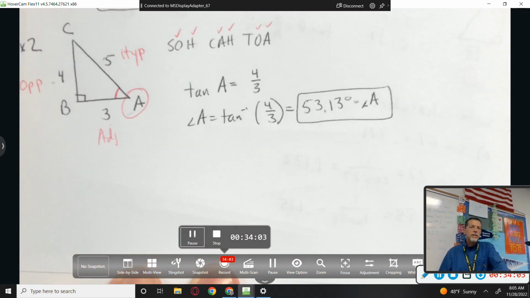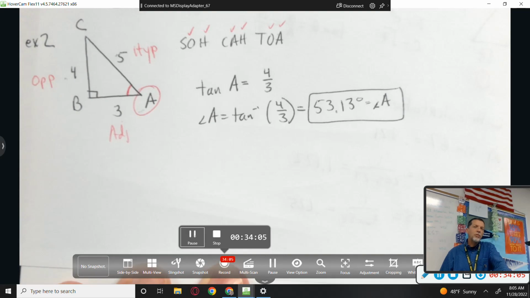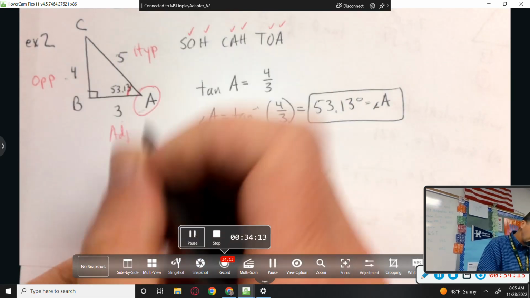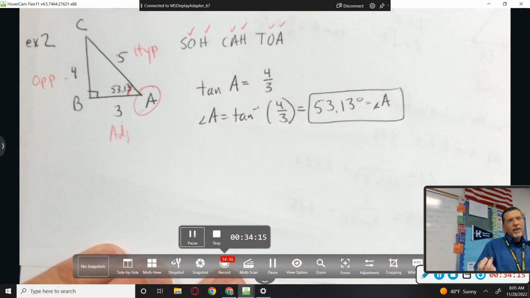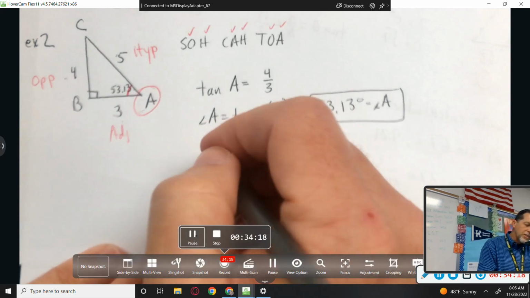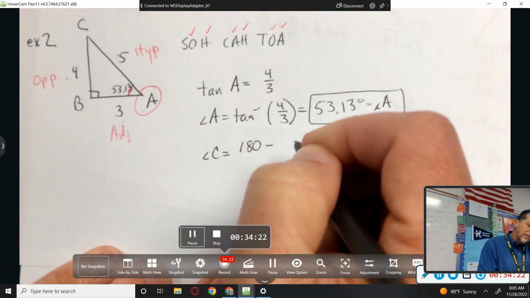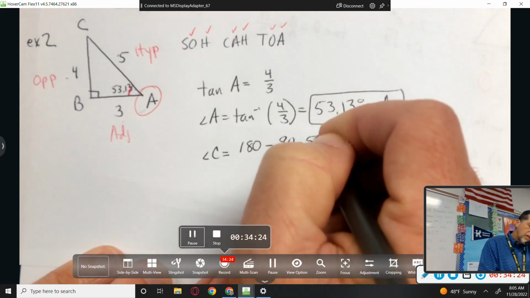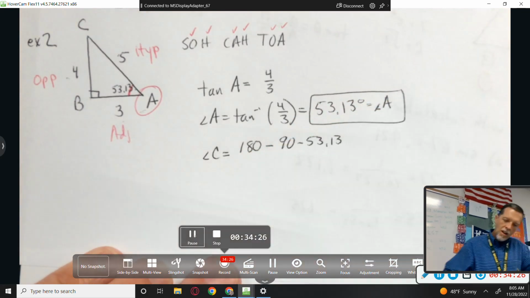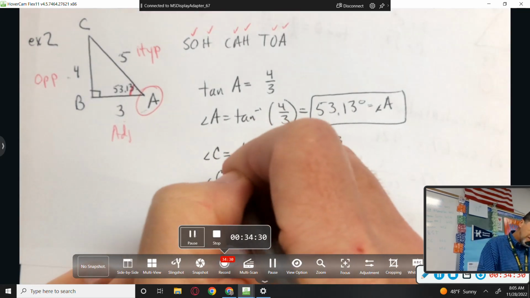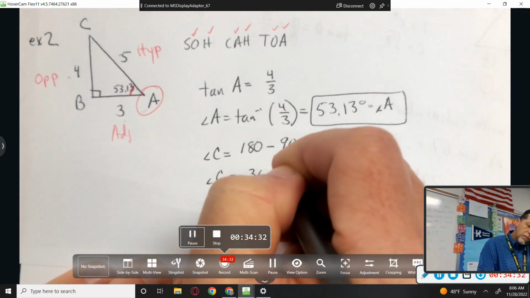Now I could sort of restart the problem and find angle C the same way, or this is where labeling helps. I now see that I've got two of my three angles. So what can I do to find angle C? Yeah, 180 minus the other two. That's 36.87.